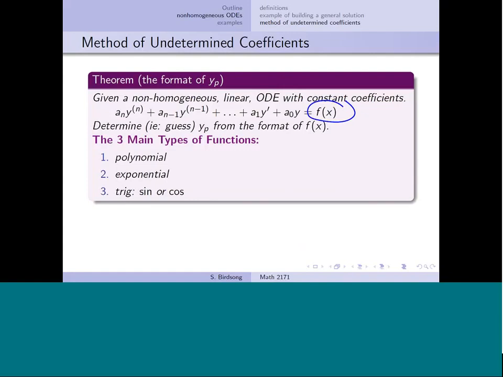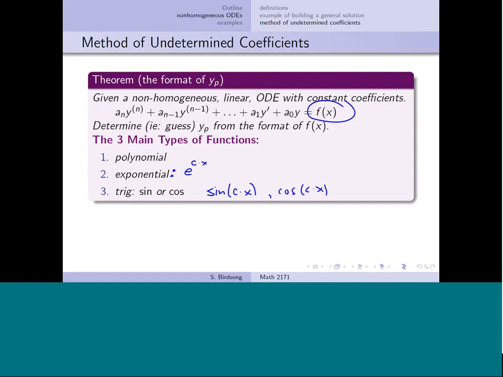Polynomial is self-explanatory, but for your exponential guy, it's got to be e raised to some constant like a c times x. And for the sine or the cosine, it's got to be sine with some constant like a c times x, or cosine, some constant times your x, or whatever independent variable you actually have.